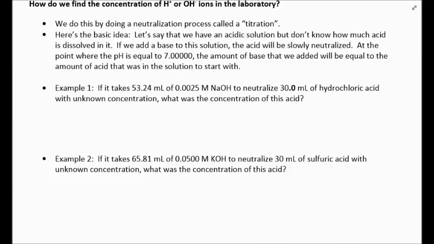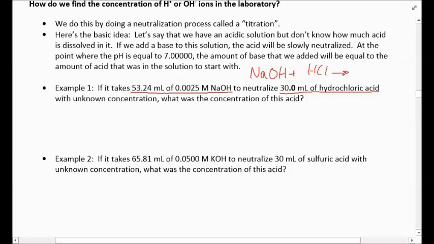So let's take a look at example 1. In example 1, it takes 53.24 milliliters of this concentration sodium hydroxide to neutralize 30 milliliters of hydrochloric acid. This neutralization problem really is a stoichiometry and a solutions problem. So we have our sodium hydroxide reacting with hydrochloric acid, which is going to produce water and sodium chloride, which is the salt.